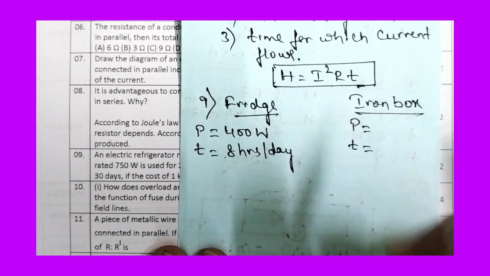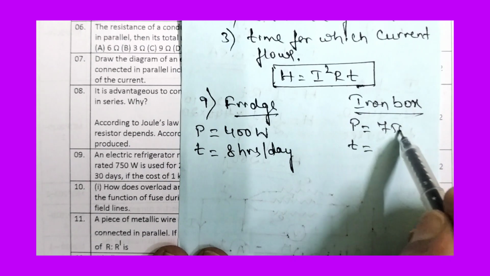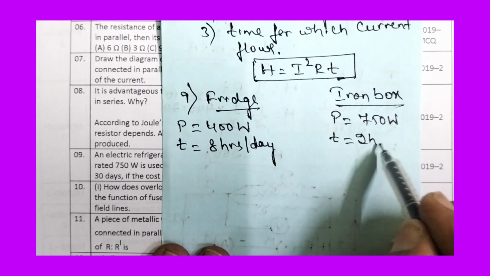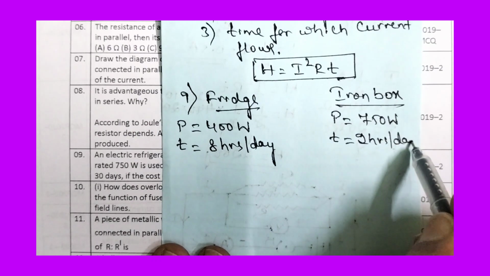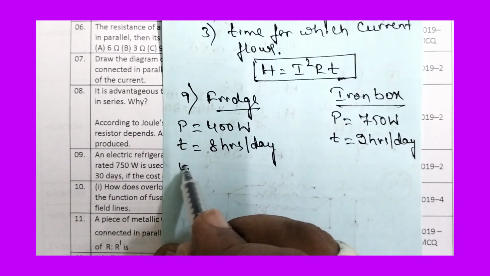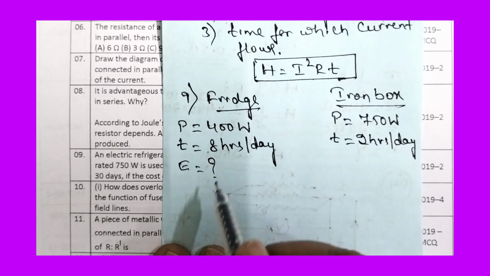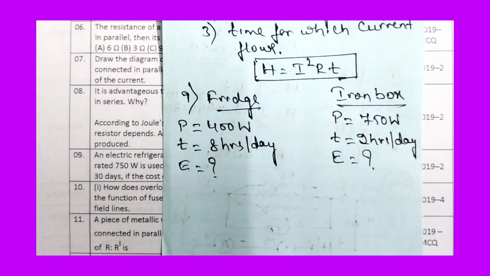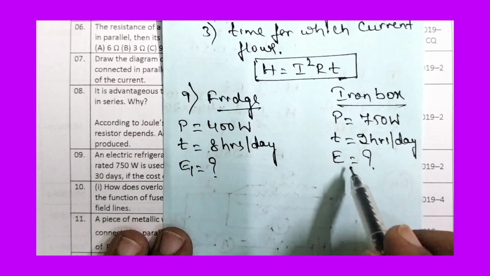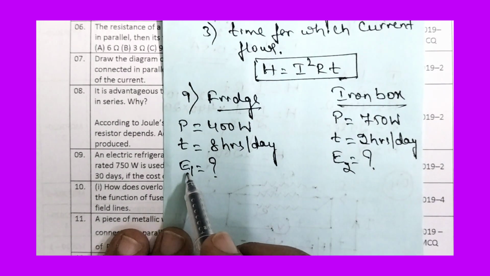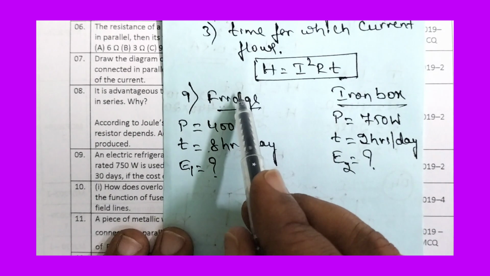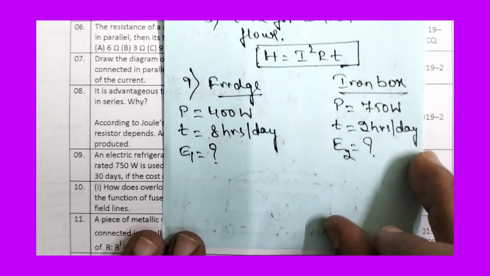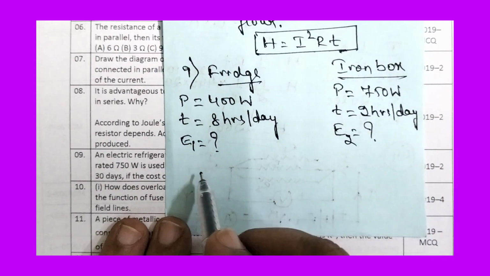Next, what is the power of the iron box? 750 watt ಅಂತ ಕೊಟ್ಟಿದ್ದಾರೆ and it is used for 2 hours per day. ಟೈಮು 2 hours per day. ಹಾಗಾದರೆ ನಾವೀಗ ಕ್ಯಾಲ್ಕುಲೇಟ್ ಮಾಡಬೇಕು. ವಾಟ್ ಈಸ್ ದ ಎನರ್ಜಿ ಕನ್ಸ್ಯೂಮ್ಡ್ ಇನ್ 1 day? ಸೊ ಇದನ್ನು E1 ಅಂತ ಕರೆಯೋಣ, ಇದನ್ನು E2. E1 ಈಸ್ ದ ಎನರ್ಜಿ ಕನ್ಸ್ಯೂಮ್ಡ್ ಬೈ ಫ್ರಿಡ್ಜ್ ಇನ್ 1 day. E2 ಈಸ್ ದ ಎನರ್ಜಿ ಕನ್ಸ್ಯೂಮ್ಡ್ ಬೈ ಐರನ್ ಬಾಕ್ಸ್ ಇನ್ 1 day. ಒಂದು ದಿವಸಕ್ಕೆ ಕ್ಯಾಲ್ಕುಲೇಟ್ ಮಾಡ್ತಾ ಇರೋದೀಗ.